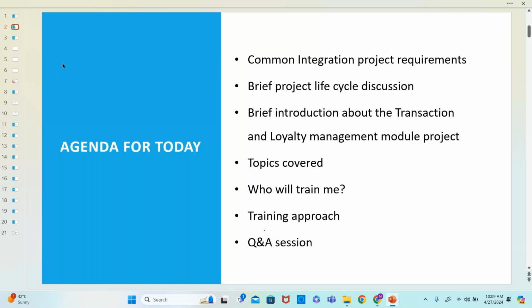Then there is a brief introduction to the transaction and loyalty management project. Whatever project we are going to discuss, we'll discuss that requirement, and then we'll see what topics are covered in the entire course, or the entire journey, of our project.